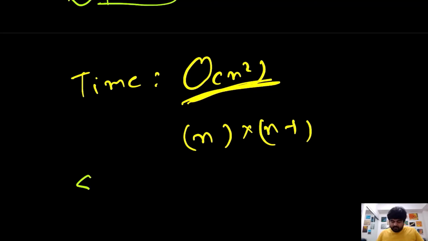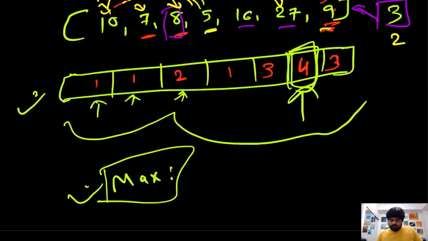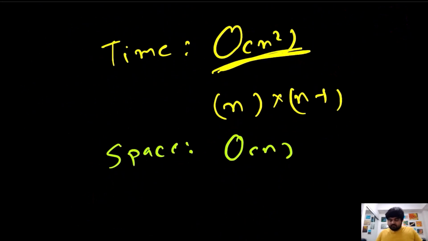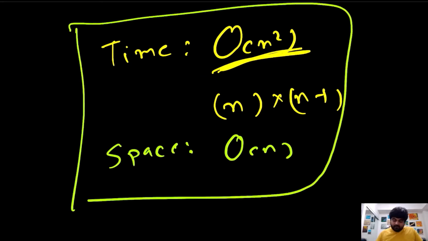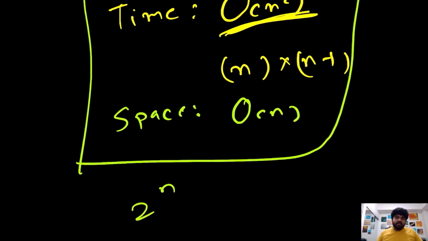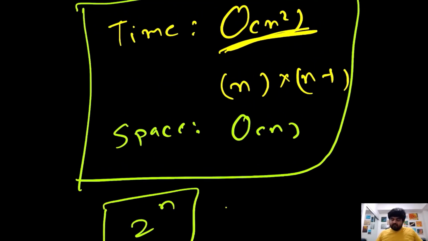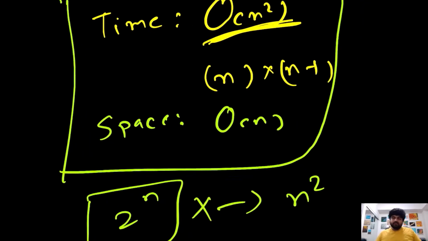And the space complexity is big O of n, because we need to create this additional array to store all the values. This is a good time complexity and good space complexity compared to our brute force approach. Remember, the brute force approach was 2 to the power of n, which was way higher, almost exponential time complexity. We have made significant improvements and moved to n square. So this solution would work perfectly fine in any interview.